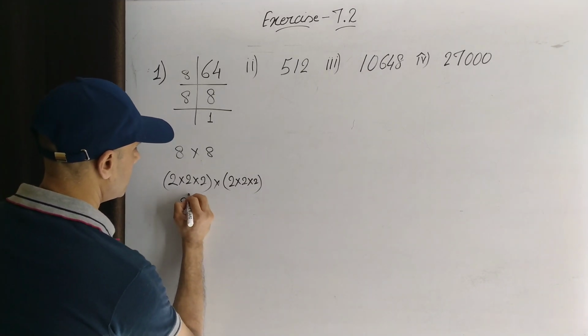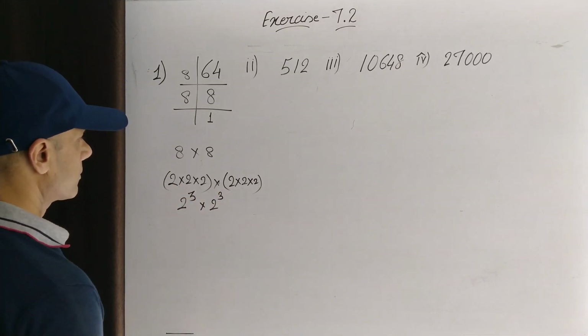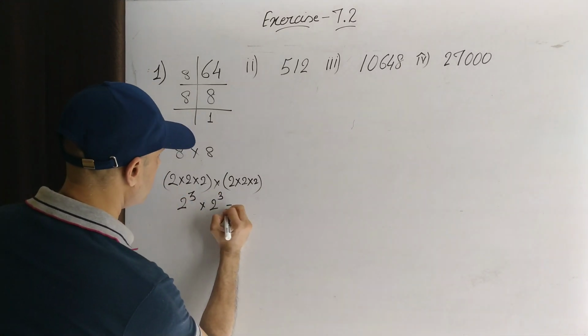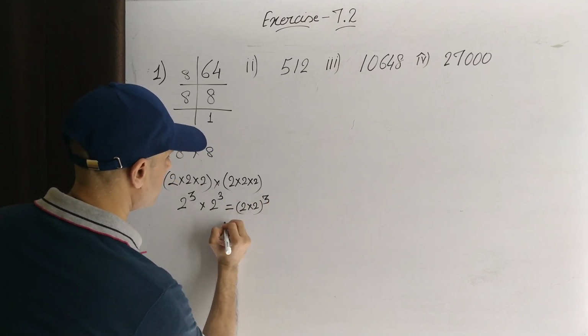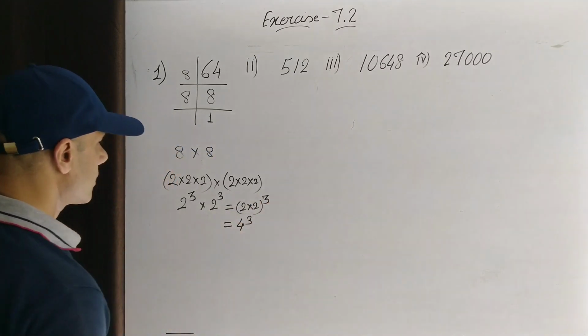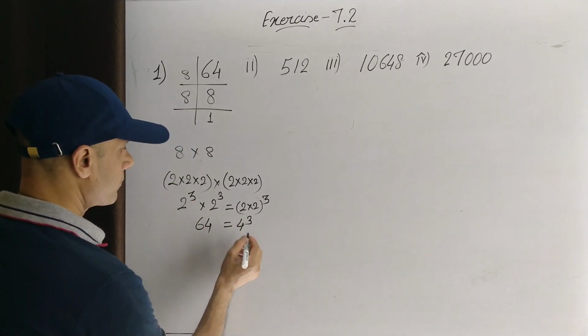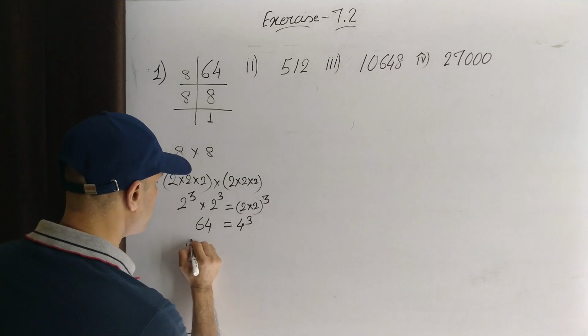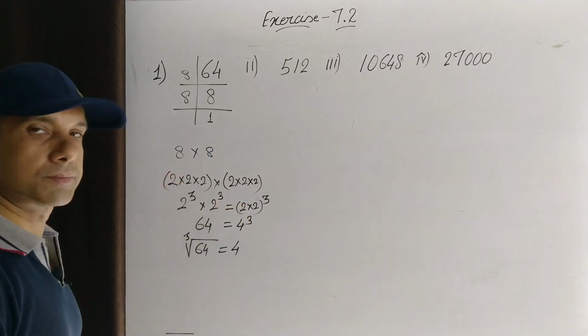So this is 2 cube and this is 2 cube, and this is equal to 2 into 2 cube, that is equal to 4 cube. So 64 is equal to 4 cube. Inverse operation, cube root of 64 is equal to 4. Clear?